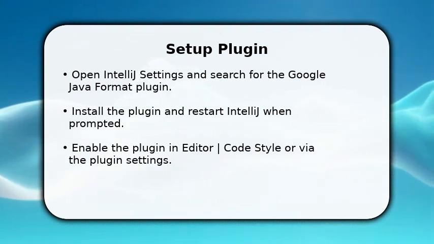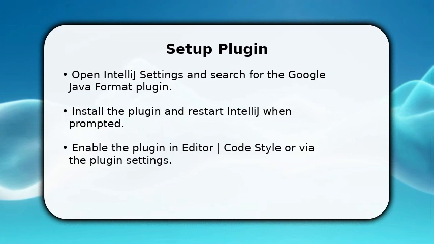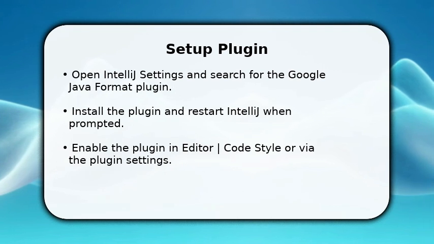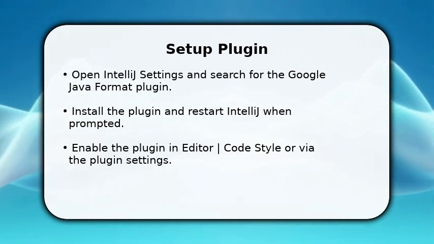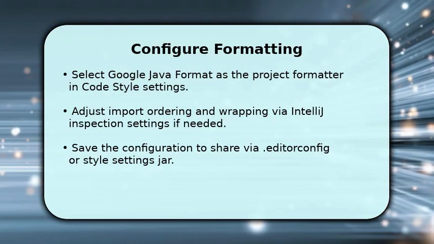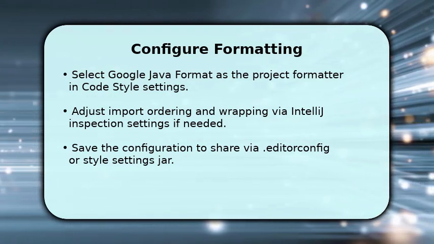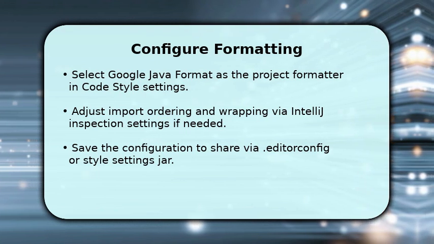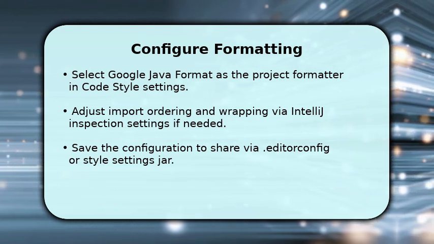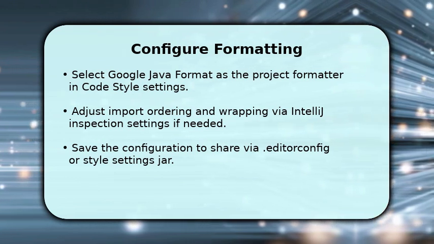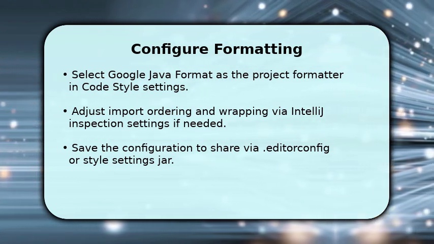Optionally set keyboard shortcuts for quick formatting and enable reformat on save to keep code consistent across your team and CI pipelines. Configure the formatter by selecting Google Java format as the default in code style. Use inspection settings to handle imports and wrapping without changing core formatting rules. Export settings to a shared file or editor config so teammates get the same rules.